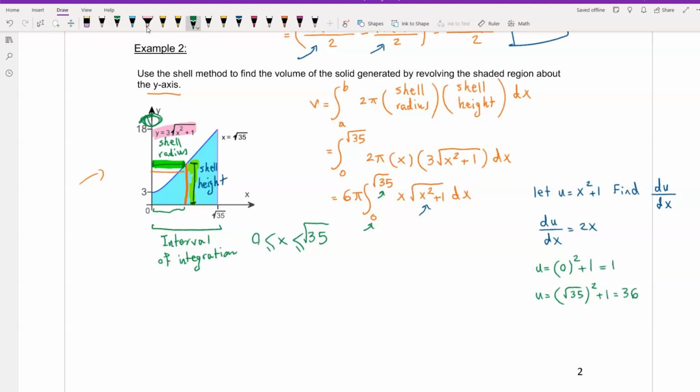And then using square root of 35 for x, we have u equal to square root of 35 squared plus 1. Square root of 35 squared is 35, plus 1 is equal to 36. So now instead of 0 to square root of 35, we have 1 to 36.